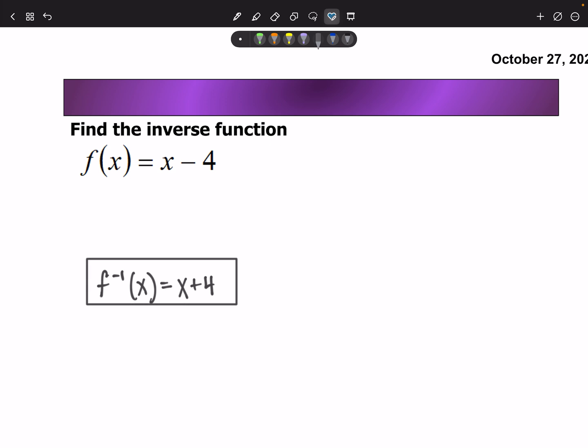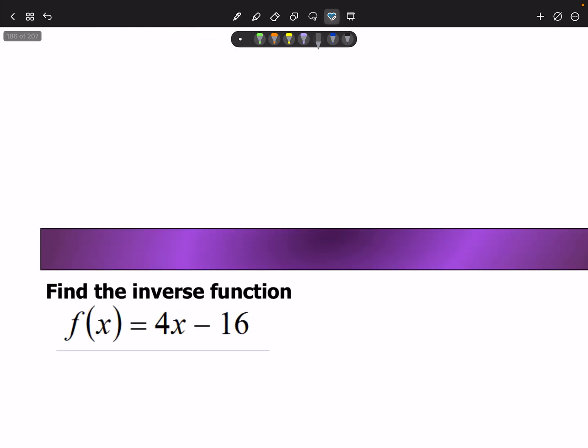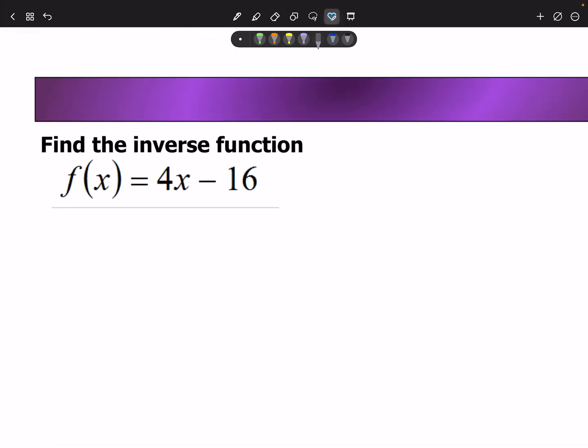Now, if you're looking to see where you made your mistake, you should have had these steps. And that would have given you your answer. Okay, let's try a little bit more complicated. We're doing something other than just adding or subtracting something from x. We're going to be multiplying it by 4 as well. So we've got f of x equals 4x minus 16.